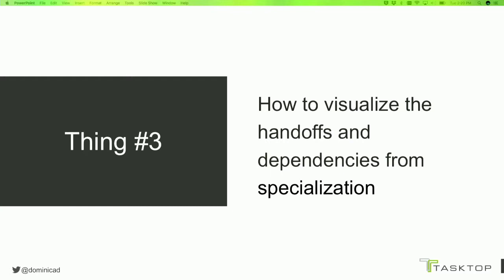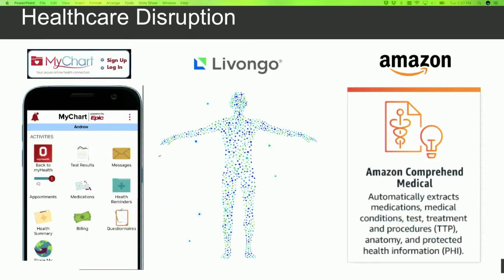Okay, number 3, how to visualize handoffs and dependencies. On the healthcare side, we're seeing a lot of disruption with this right now. How many of you are using MyChart or have even heard of it? Okay, yeah, so it's an app, and if your medical provider is uploading your data in there, it's sort of a one-shot place to go to get all your information and make appointments and see lab test results and a whole bunch more.